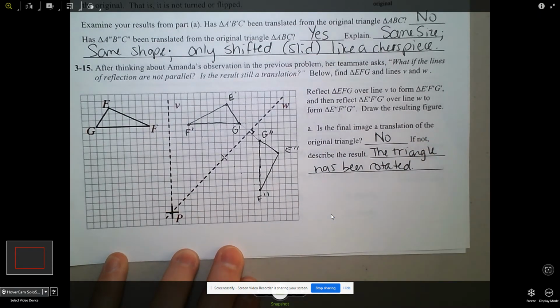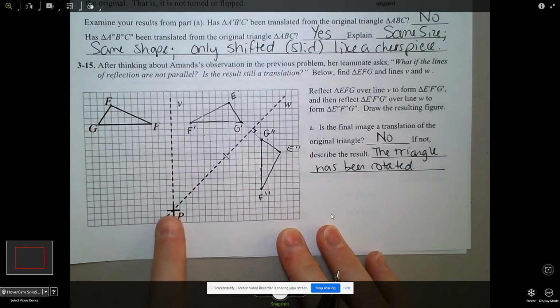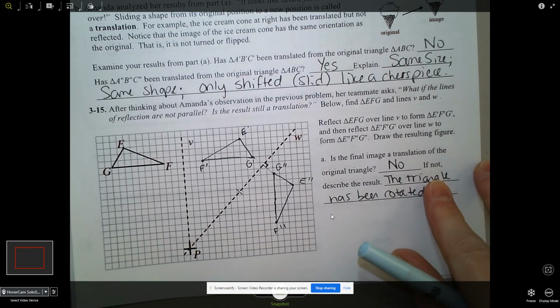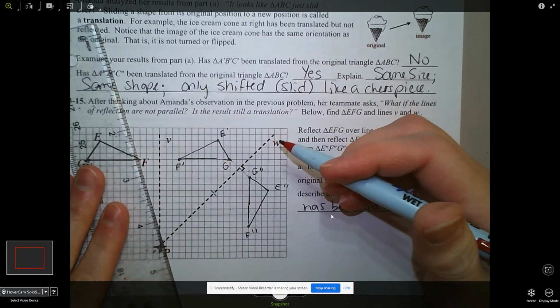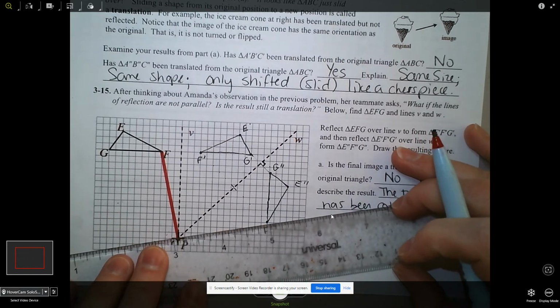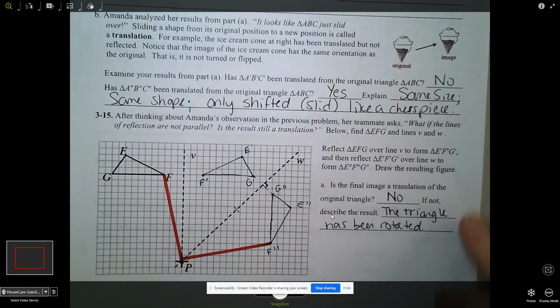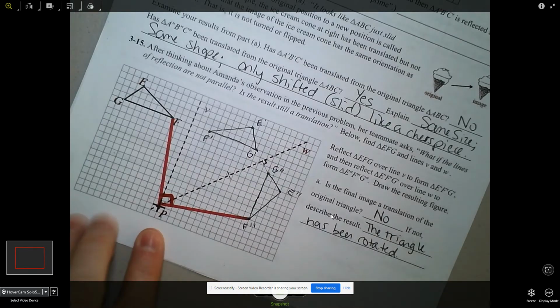Okay, now how do I know this? I know this because if I were to connect, you can see this point right here where line V and line W intersect. If I were to connect using a ruler, I'm going to go F back to point P, which is where those two lines intersect. And then I'm also going to go from point P where those two lines intersect over to F prime. Now, if we just for a second pretend that F is the origin, you can see that there's actually a 90-degree rotation.